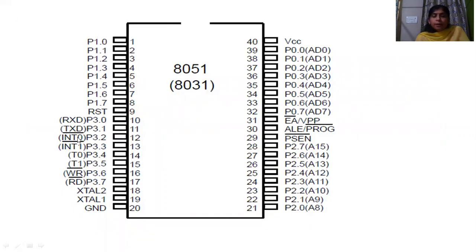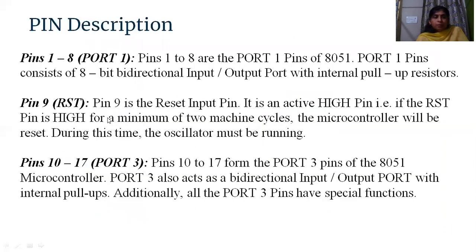This bar indicates an active low pin, for example reset, reception, transmission, interrupt 0 and interrupt 1, then reading, writing. We will see the purpose of this bar later. This is the pin description.